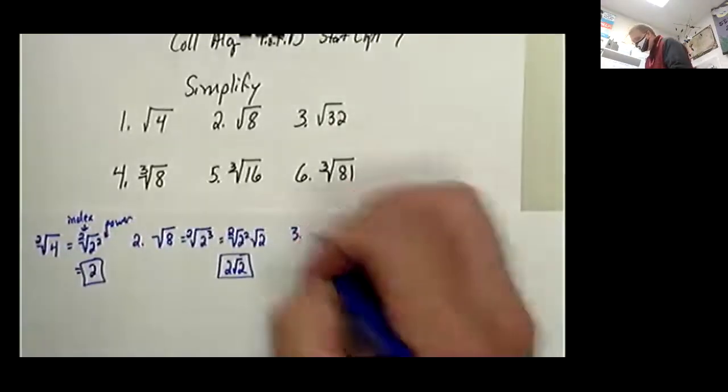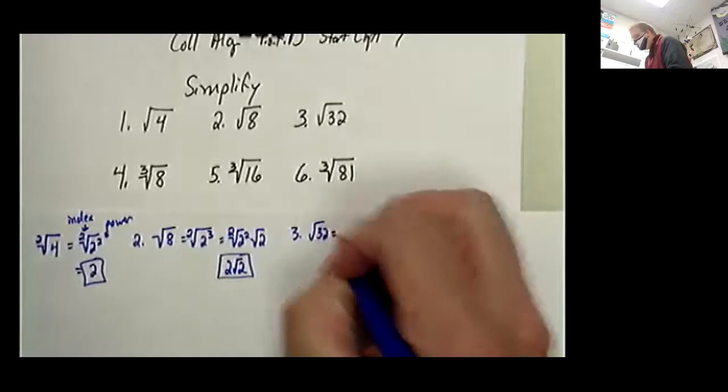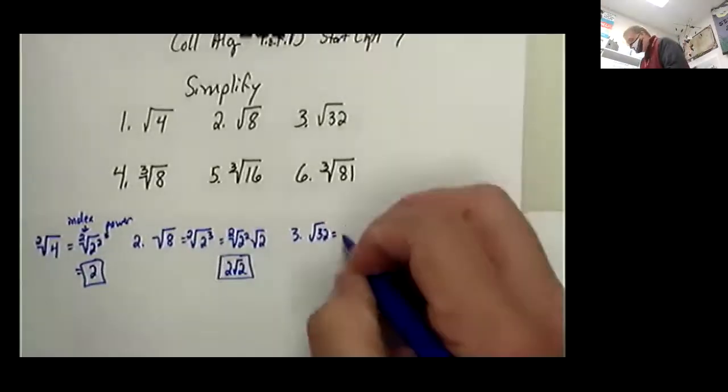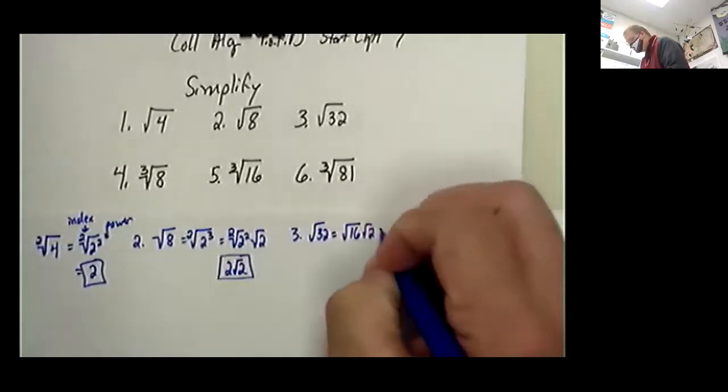Then we can look at something like number 3. A couple ways to do this one. So root 32. The old way would have been to say, what's the biggest perfect square in 32? And you can still do it this way. This is root 16 times root 2. That's 4 root 2. We're going to think about this another way.